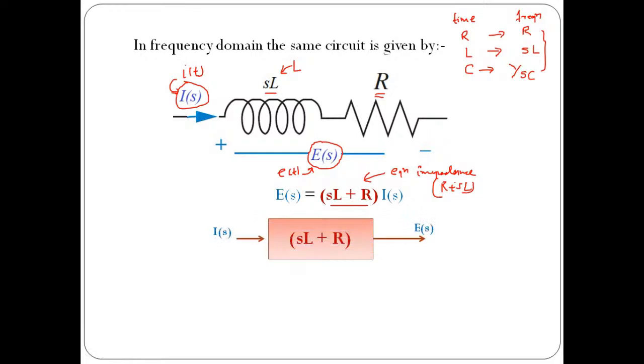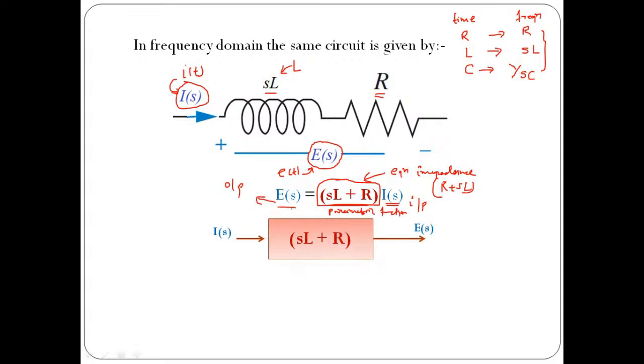Now we know that this E of S is nothing but the output, and this I of S is nothing but the input. So whatever the term which provides the relationship between output and input is going to be our parametric function. So SL plus R is nothing but our parametric function. That is important. And this parametric function is nothing but our transfer function.